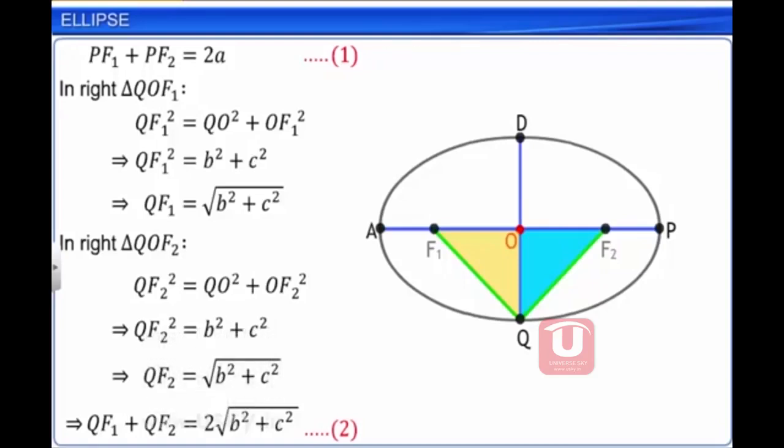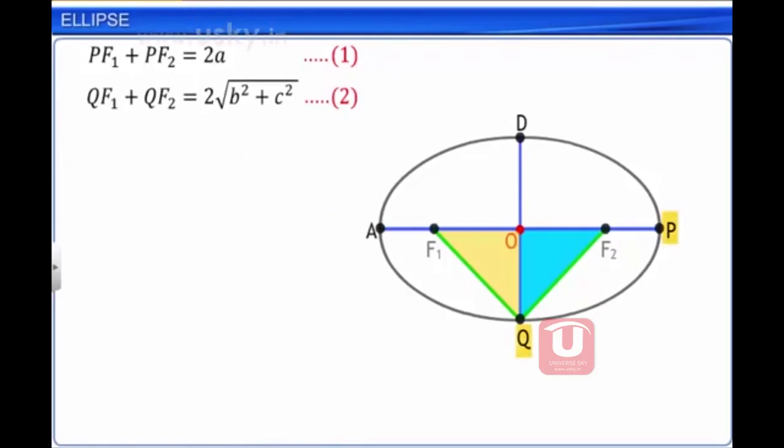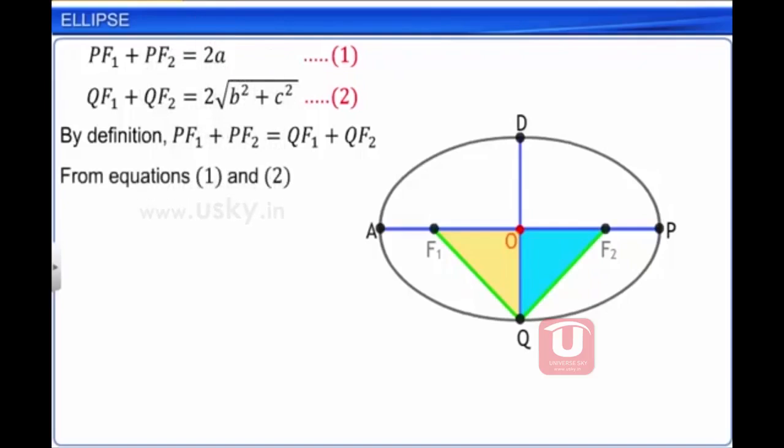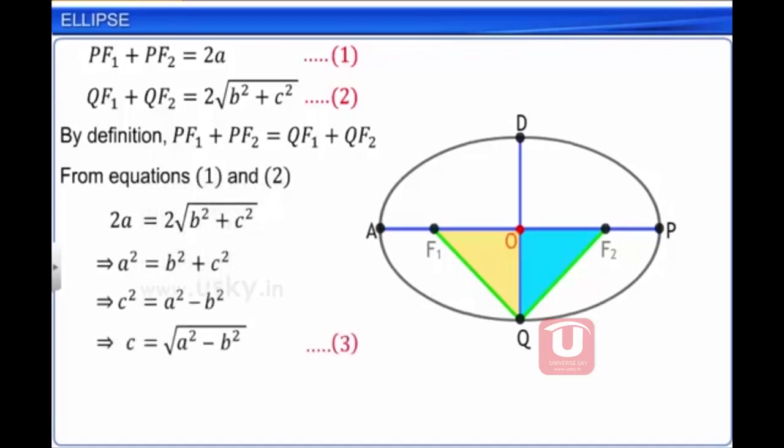Since both points P and Q lie on the same ellipse, by definition, the sum of their distances from foci F1 and F2 must be the same. Substituting the values of PF1 plus PF2 and QF1 plus QF2 from equations 1 and 2, we get 2A is equal to 2 into under root B square plus C square. On simplifying, we get C is equal to under root A square minus B square.